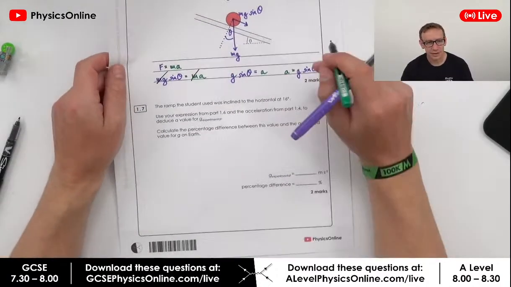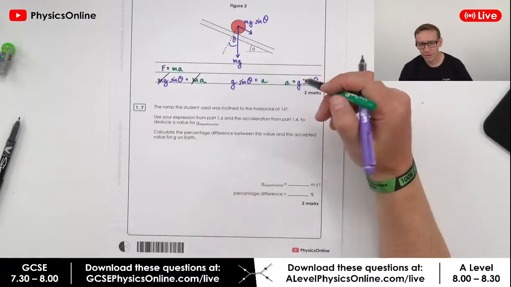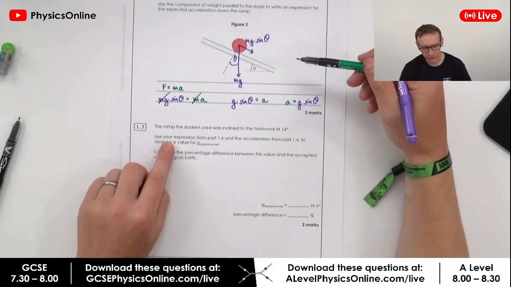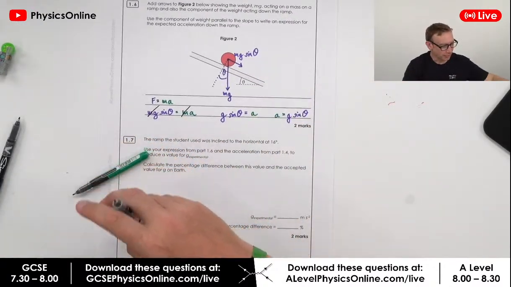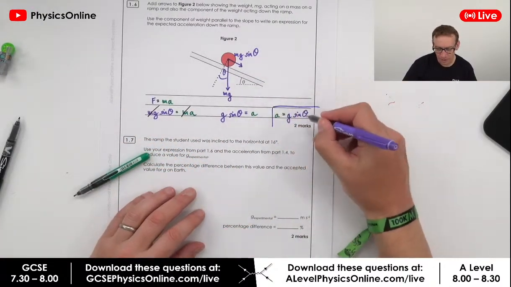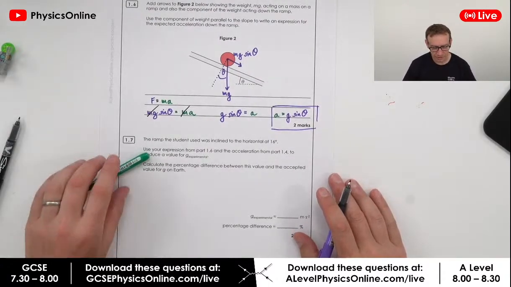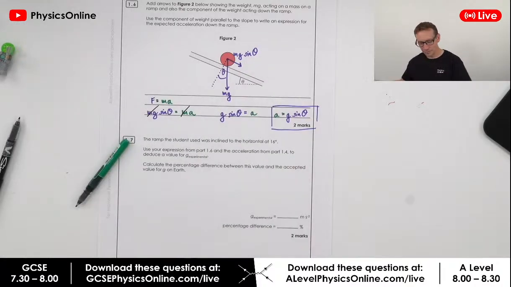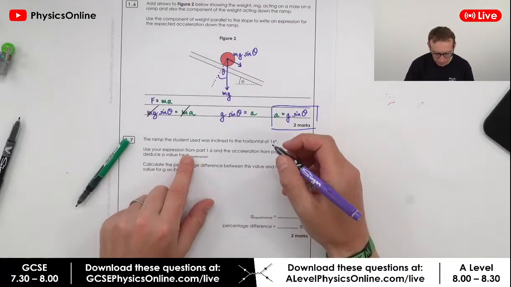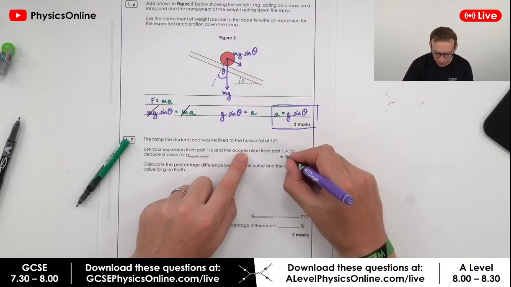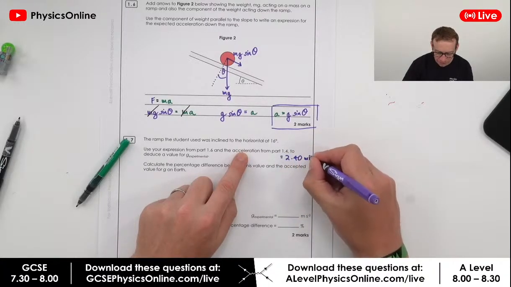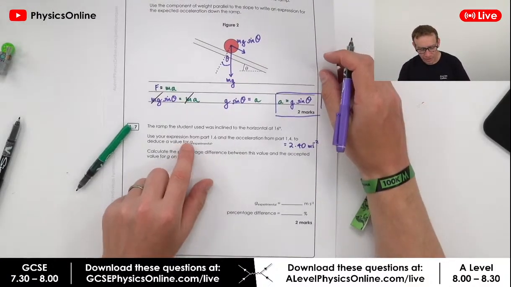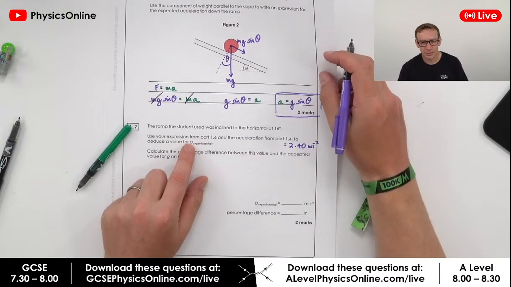Now it says here that the ramp the student used was inclined at an angle of 16 degrees. Use your expression from part 1.6, so that's this one over here. And that's what they'll often ask you to do. They'll often ask you to show something, and then you use that for a later part of the question. And we're going to use the acceleration from part 1.4, which was equal to 2.40 meters per second squared. We're going to use that to find a value for the acceleration due to gravity.